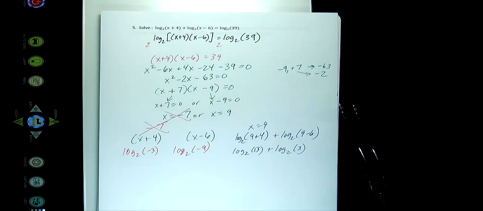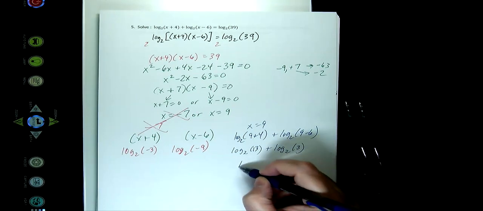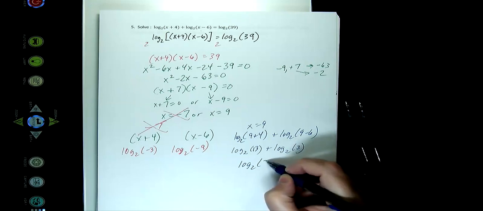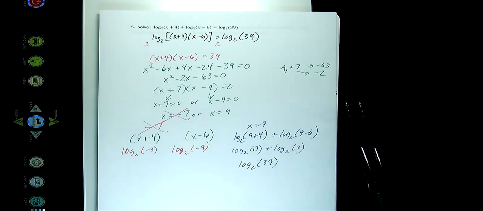Log base 2 of 13 plus log base 2 of 3 equals log base 2 of 39? You could check it, you can plug it in, or you can use those properties and multiply the insides. And 13 times 3 is 39. And that's the right side.